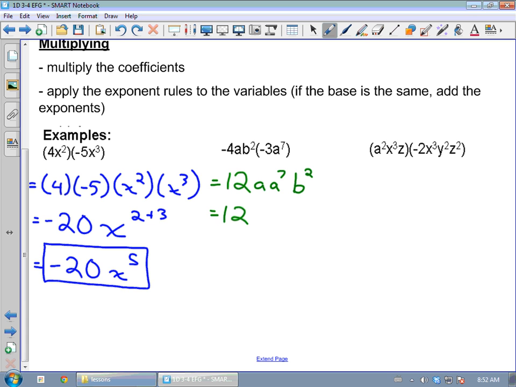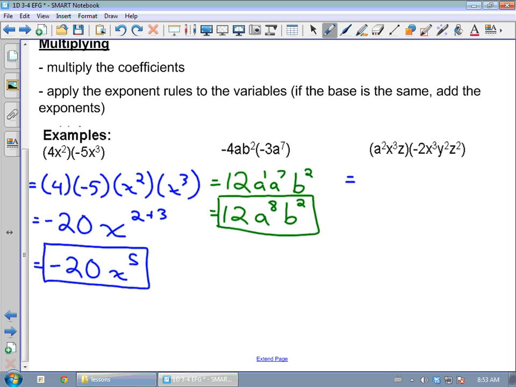Now, how do I multiply a and a to the power of 7? What do I have to remember? Yeah, I remember that if I don't see an exponent there, there's a 1. And so I add those two exponents up, a to the power of 8. And what do I do with this b squared? I don't have anything else that has the same base as b, so I'm just going to keep that b as b squared. And I'll just put a box around my final answer here.